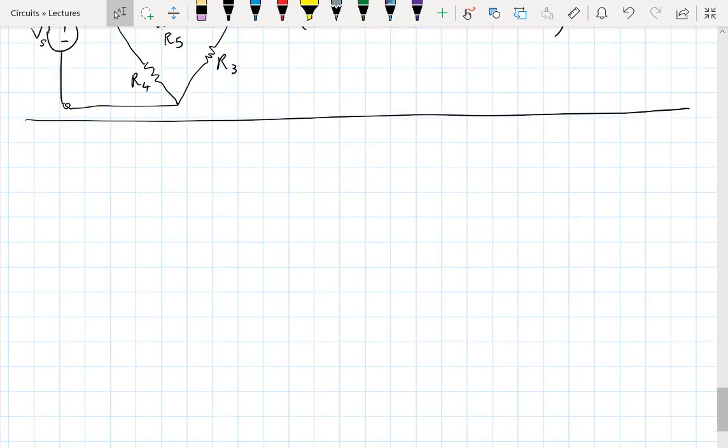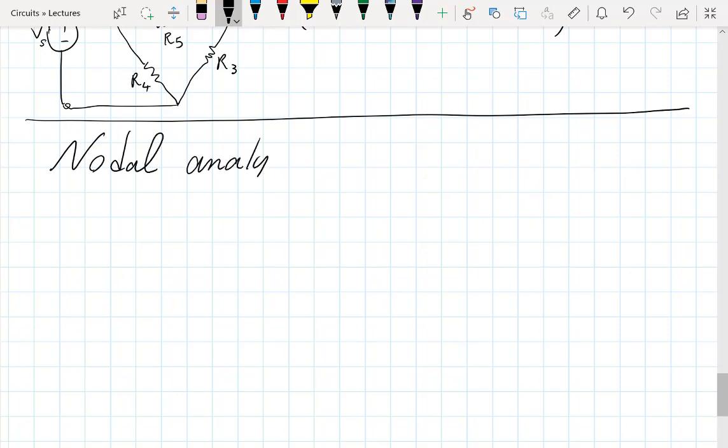What I'd like to start is the general topic of nodal analysis and mesh analysis. And we will start with nodal analysis today. There are great similarities with mesh analysis. Okay, so let me tell you in a couple of sentences what nodal analysis and mesh analysis are.